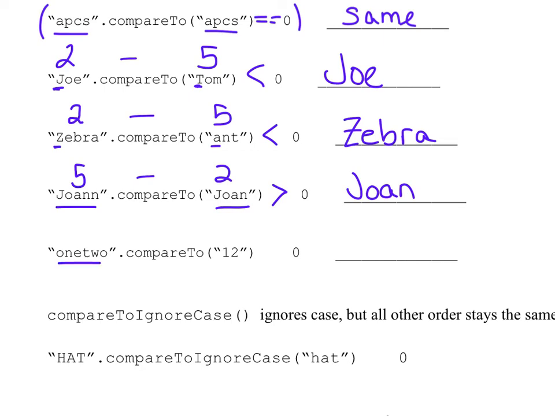So then we have 1, 2, lowercase o, and then a number. Well, the numbers come first regardless. So these are lower on the number line. These are higher on that line. So that's going to be a positive number also. So 1, 2 comes first. Then we have compareToIgnoreCase.